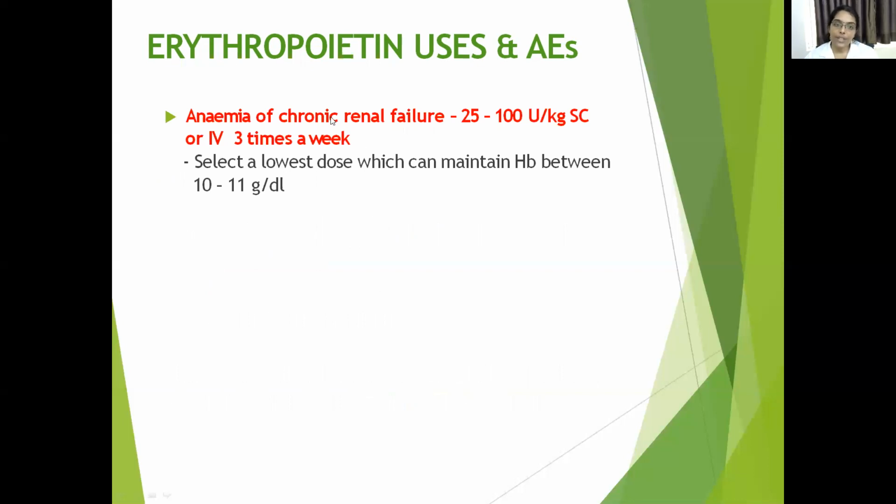So this you should start giving only when the person is symptomatic and the hemoglobin level is less than 8 gram per dL. So now you have to start with the lowest dose and gradually titrate the dose upwards so that the hemoglobin is maintained between 10 to 11 gram per dL, because trials have shown that there is increased mortality when the hemoglobin level is raised to the normal level, that is 13.5 gram per dL.